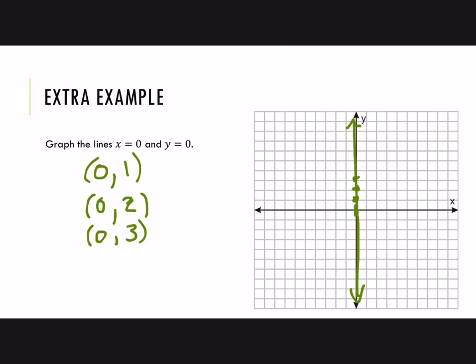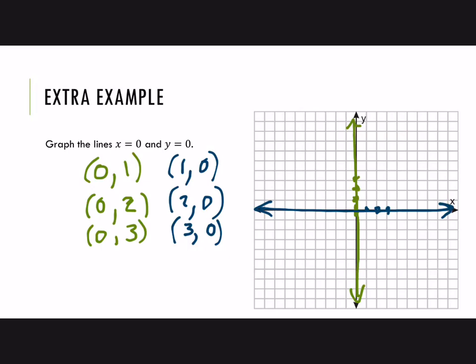How about y equals 0? We want points with a y coordinate of 0. X can be anything. And if you look at those points, here's (1, 0), (2, 0), (3, 0). So y equals 0 is this line, or just the x-axis.